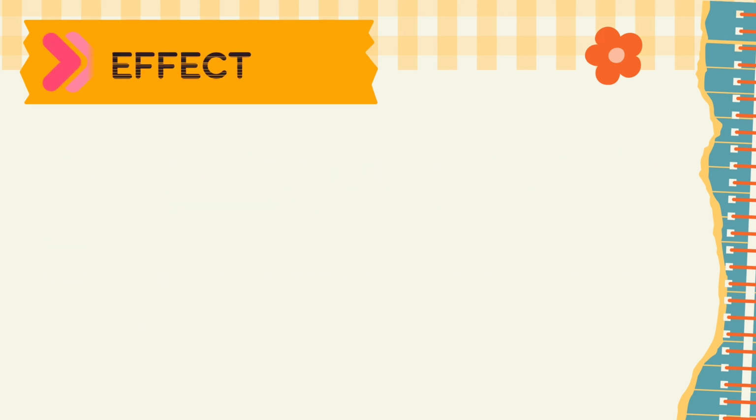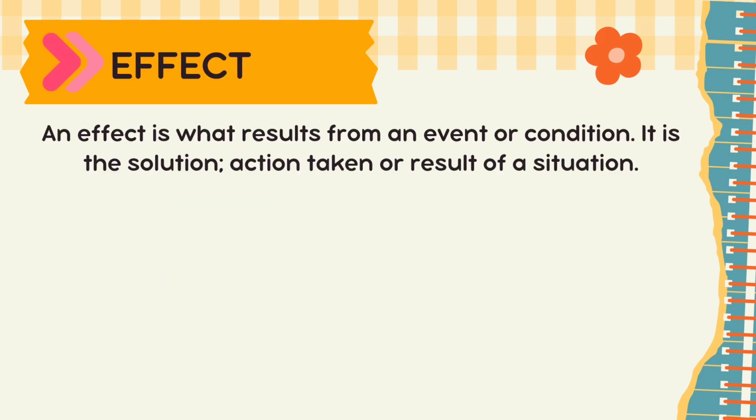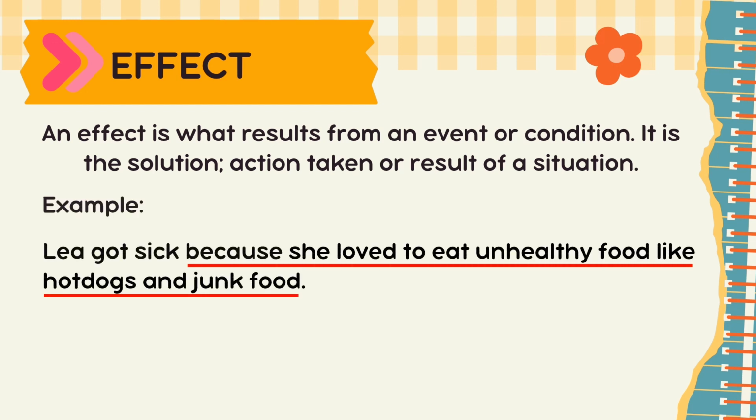Effect. An effect is what results from an event or condition. It is the solution, action taken or result of a situation. Example: Lee got sick because she loved to eat unhealthy food like hot dog and junk food. In this sentence, the encircled phrase is the effect.